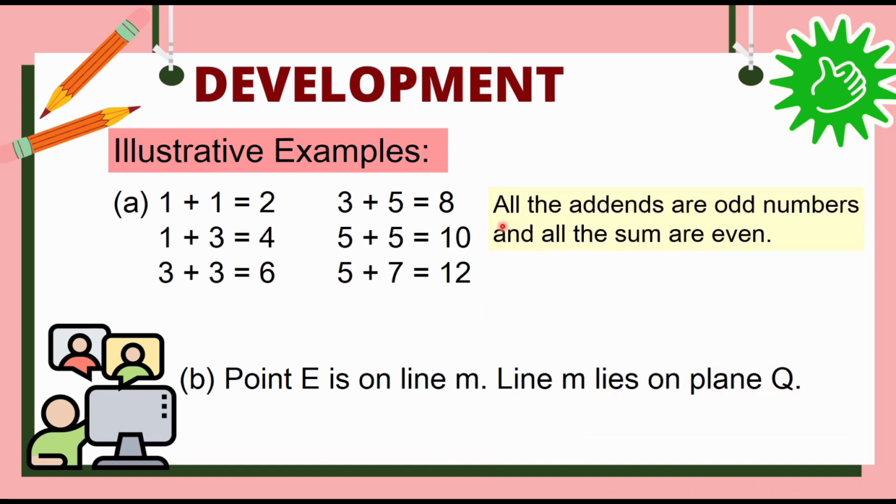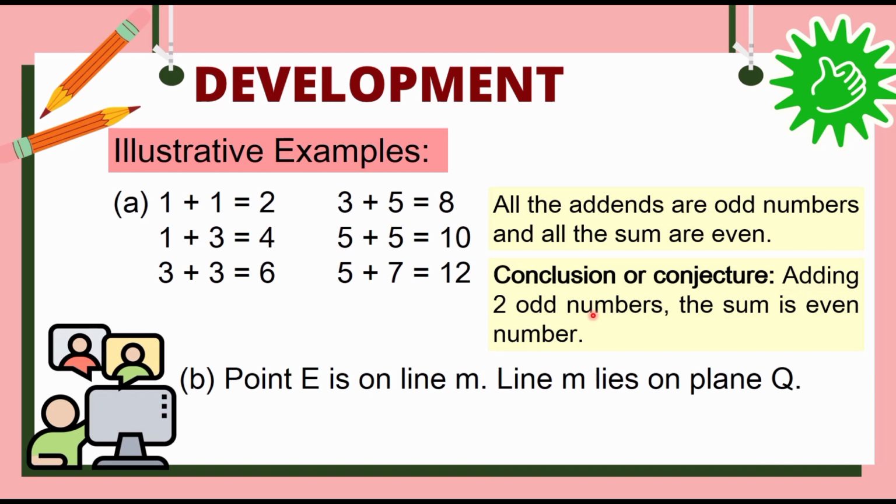So, all the addends are odd numbers. Okay, that is correct. We have 1, 3, 5, 7. So, yan ay mga odd numbers. Okay, how about our sum? We have 2, 4, 6, 8, 10, 12. So, all the sums are even numbers. Okay, now, from that observation, what would be our conclusion or conjecture? So, our conclusion will be, adding two odd numbers, the sum is an even number. And that is correct. So when you add two odd numbers, our sum will be an even number. So that is for letter A.